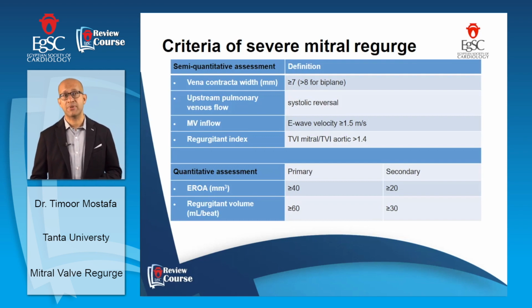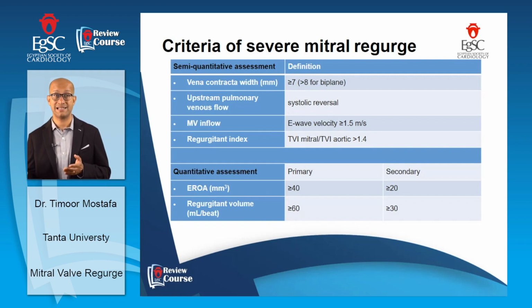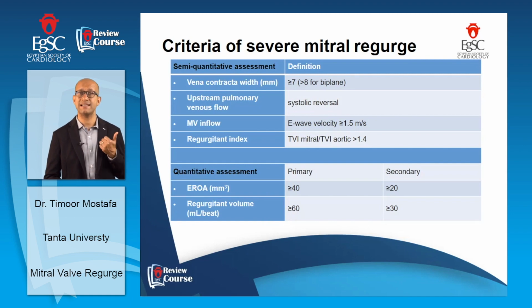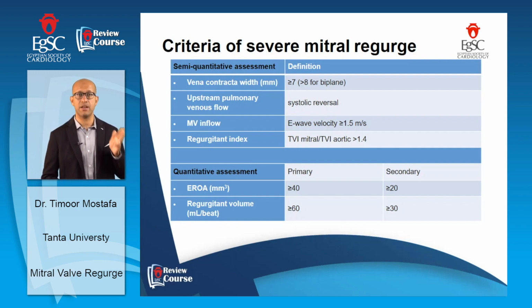In this table, we summarize the criteria of severe mitral regurgitation by the semi-quantitative assessment and by the quantitative assessment. Using the semi-quantitative assessment: vena contracta more than 7, systolic flow reversal in the pulmonary veins, E-wave velocity more than 1.5 meter per second, and time velocity integral of the mitral to the aorta more than 1.4. These are the semi-quantitative ways to detect severe mitral regurgitation.